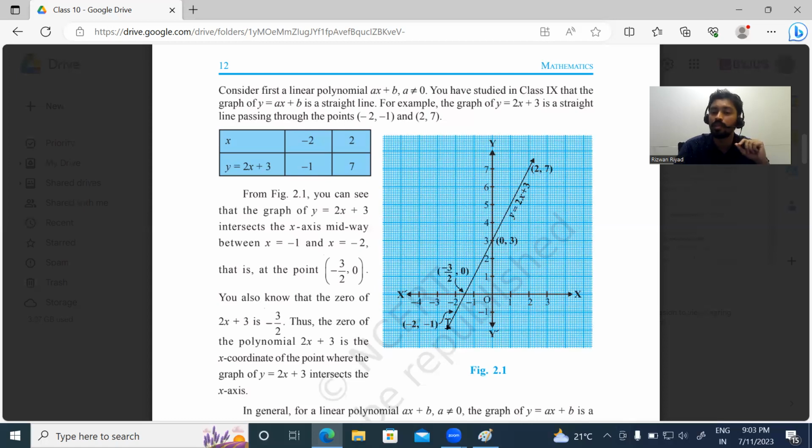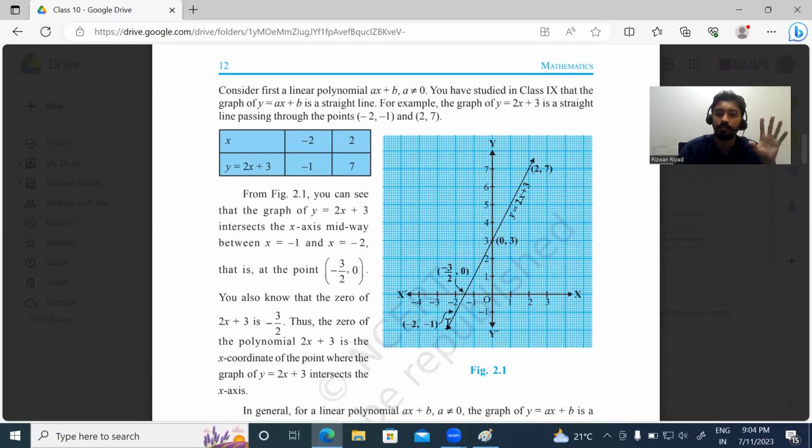And what is the degree of this linear polynomial? It's 1. That I told you in the beginning. The polynomial with degree 1 is known as a linear polynomial, and it can have a maximum of 1 zero. So degree 1, maximum number of zeros 1. I hope you can see the connection. Linear polynomials are those with degree 1, and how many zeros are possible? Maximum 1 zero. See the relation between them.